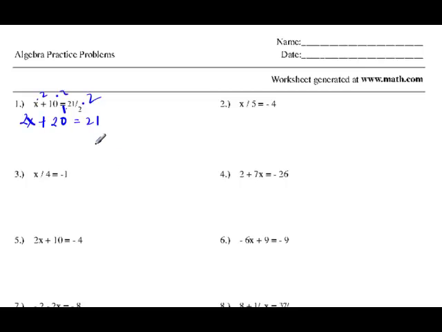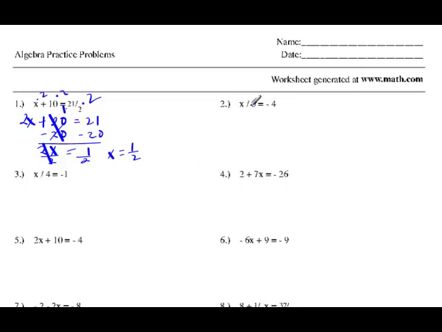And now I have a two-step equation. Opposite of 20 is negative 20. So you get rid of the number part first. Now 2x equals 1. Now I get rid of the number in front by doing the opposite operation. So x equals 1 half.